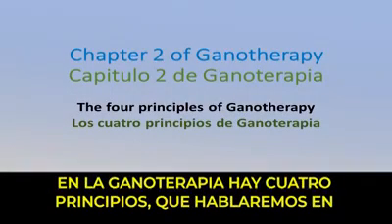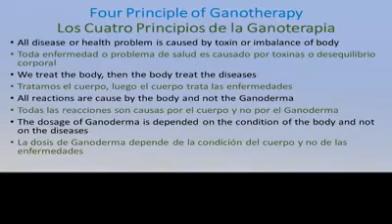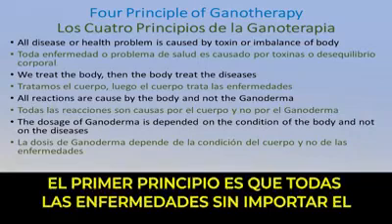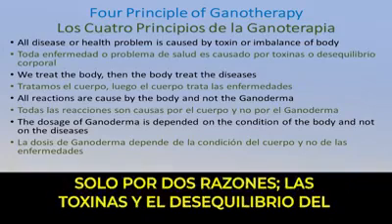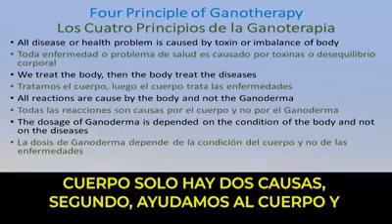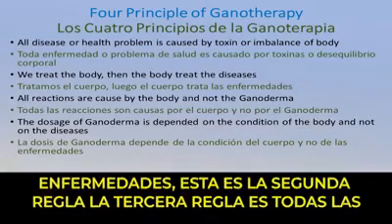So now we come to chapter 2 of GANOTERAPY. Okay, in GANOTERAPY there are 4 principles. We are going to discuss in detail these 4 principles. The first principle is that all diseases or health problems, whatever the problem faced by our body, are caused by 2 causes only: the toxin and the imbalance of the body. Only 2 causes. Secondly, we treat the body, then the body treats the disease. We never treat disease. This is the second rule.